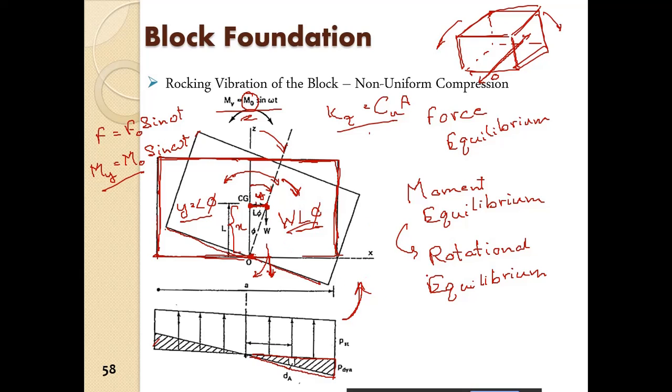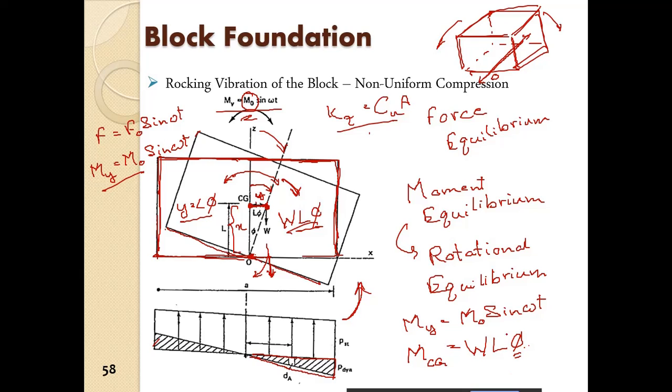So two moments we have already had, so we will continue to the next one. My is equal to M naught sine omega t that we apply, and due to the rotational motion of the center of gravity, the center of gravity is displaced, so we have the moment due to the displaced position of the center of gravity. So M cg is equal to W into L phi.